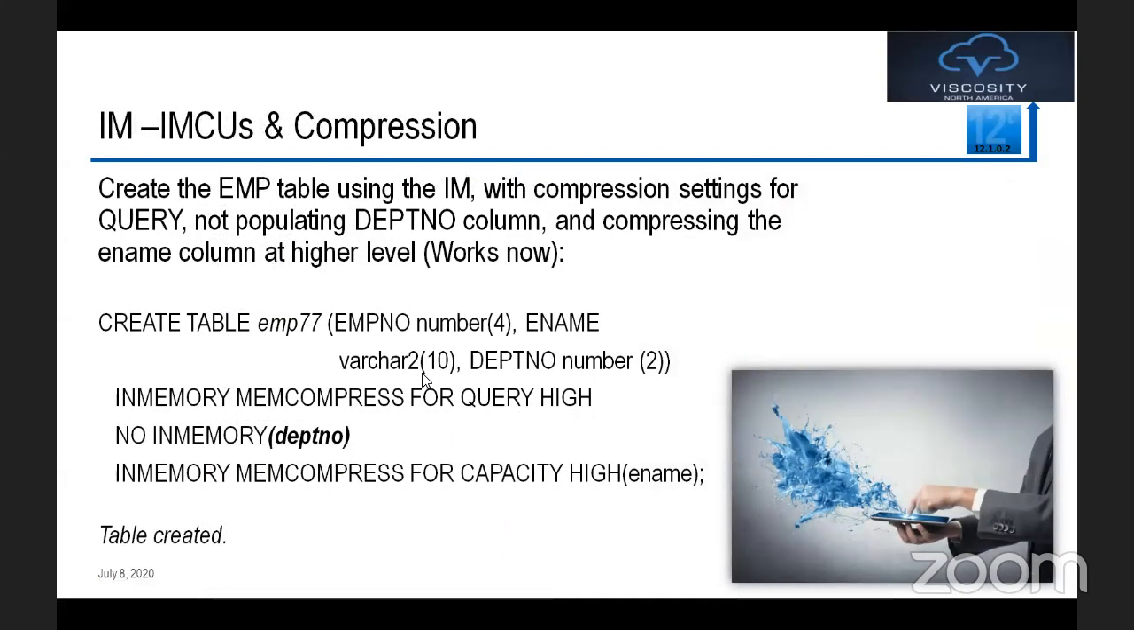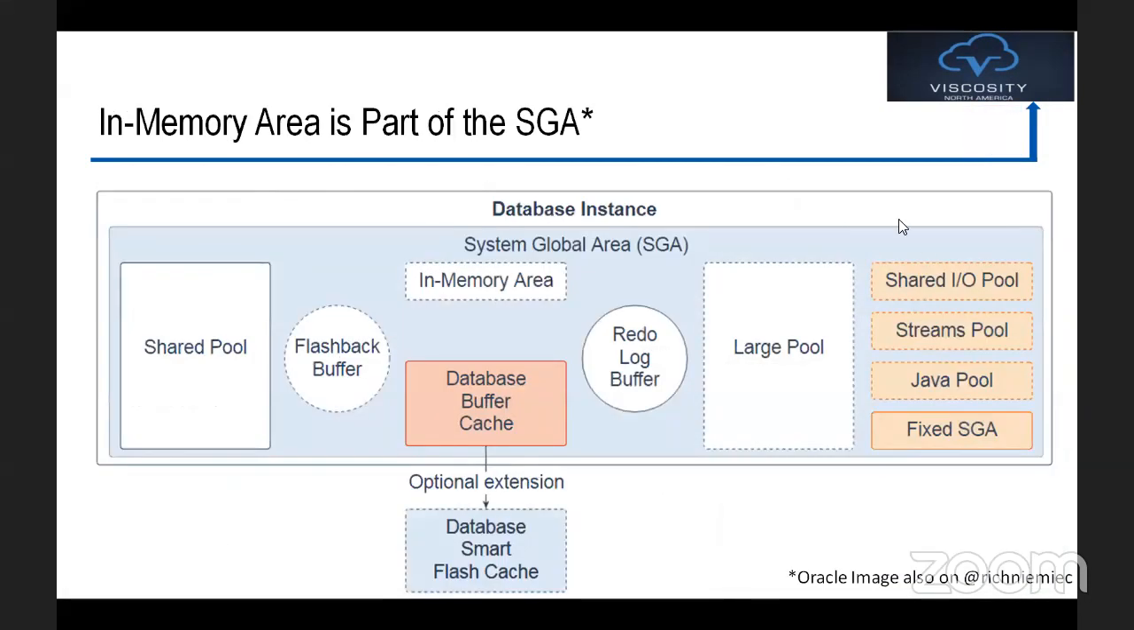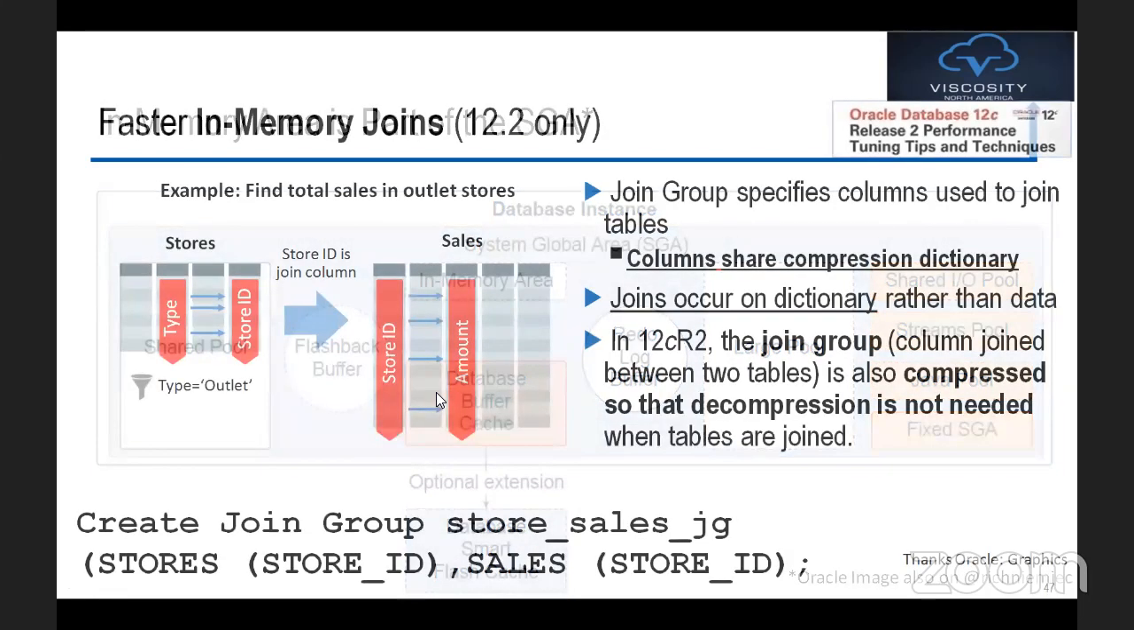And then I could set different compression levels. I can create the table. Maybe I could set the whole table at query high, then for one column say no, don't put it in memory, and for another, capacity high for ename. So I have different ways of doing this that are very helpful. And that in-memory area is in the SGA as well, just like the buffer caches. You can see them both here. I'll show you how to get that picture later.